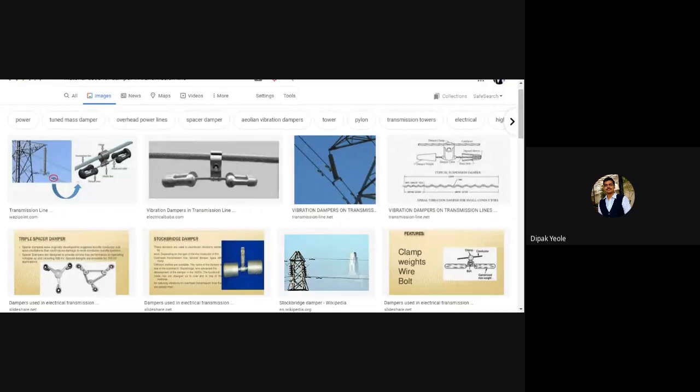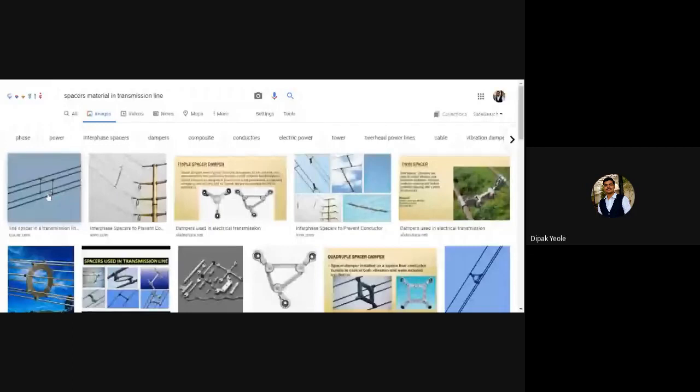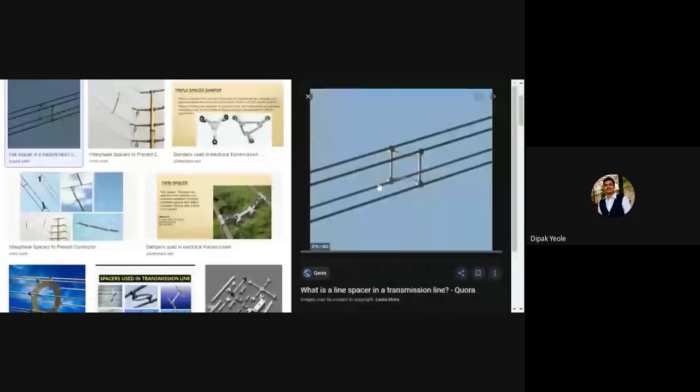Now I ask you another question also. We have seen the spacers. Just a minute. Let me show the picture of a spacer so that you can understand what a spacer is. So this is the spacer which we have seen for the transmission line. This spacer also acts as a damper. You have to keep in mind this spacer has two functions: it is responsible for maintaining the space between two conductors, and also it has a responsibility to damp the oscillations and to damp the vibrations.